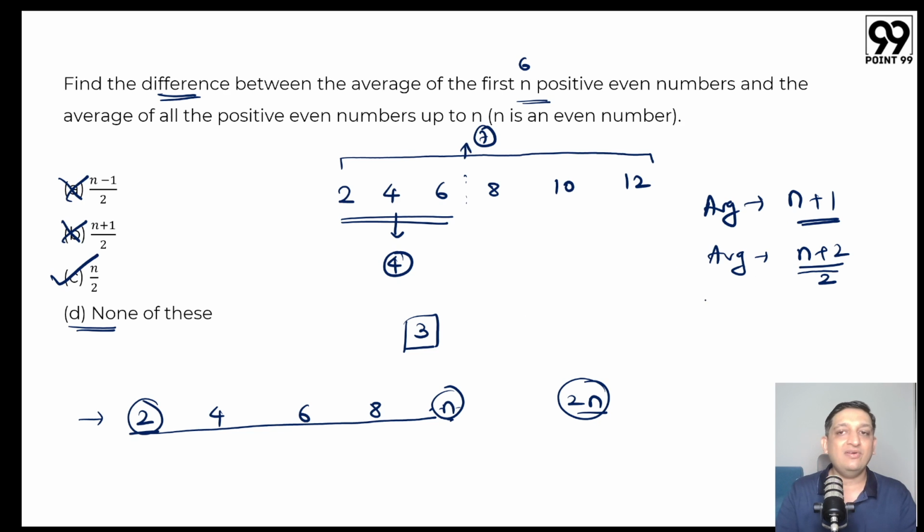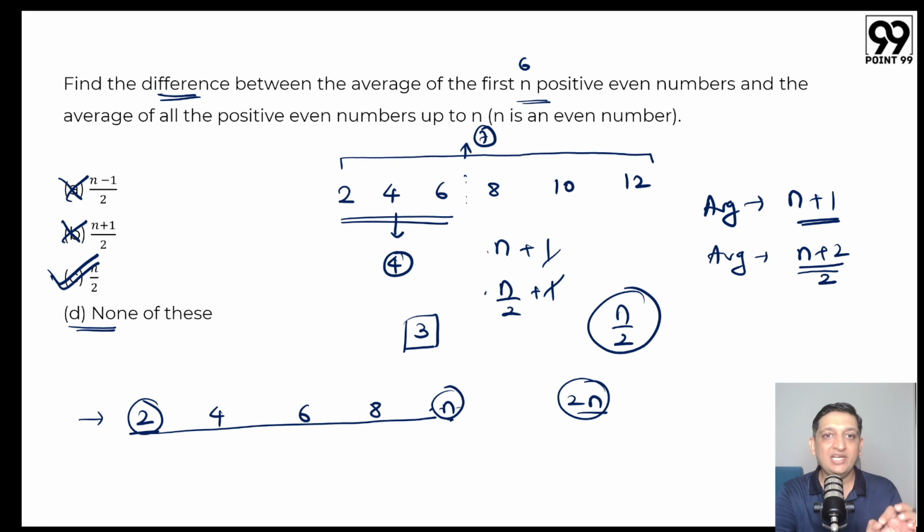Now I need to figure out the difference between these two. So I know that n plus 1 is present here, and here I am going to get n by 2 plus 1. What is the difference between these two? I just need to subtract. n minus n by 2 will give me n by 2. 1 minus 1 is going to get cancelled out. So my answer is of course going to be option C, that is n by 2.